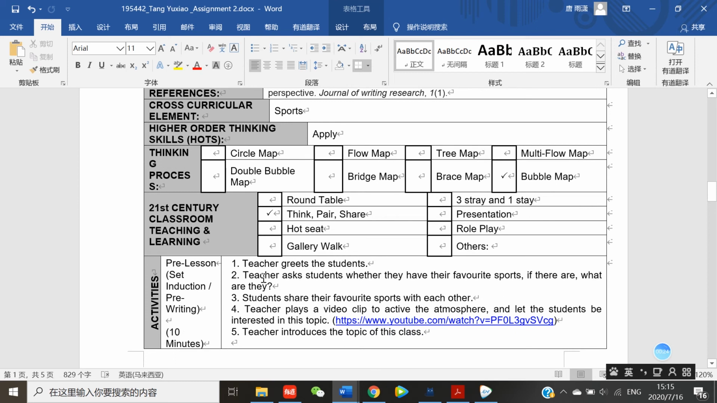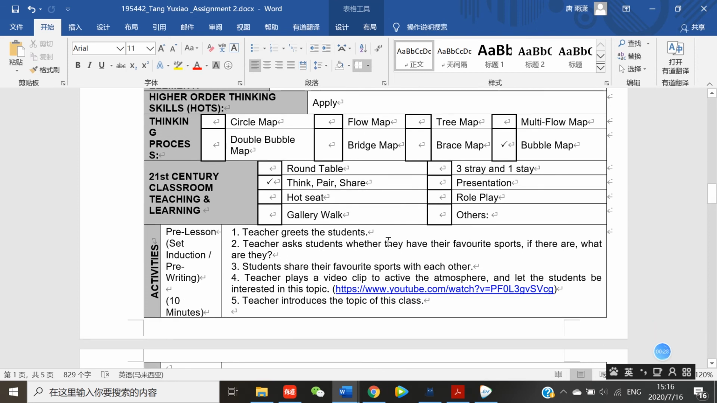So here comes the pre-lesson stage. Firstly, the teacher greets the students, like, "How are you today? What are you doing in your weekend?" And the teacher asks students whether they have their favorite sports. If there are, what are they? And next, students share their favorite sports with each other.